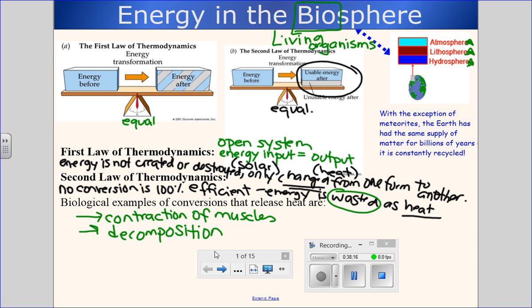This overlaps with the atmosphere, which is the air, the lithosphere, which is land, and the hydrosphere, which I like to represent with H2O because then they all start with the same letter.